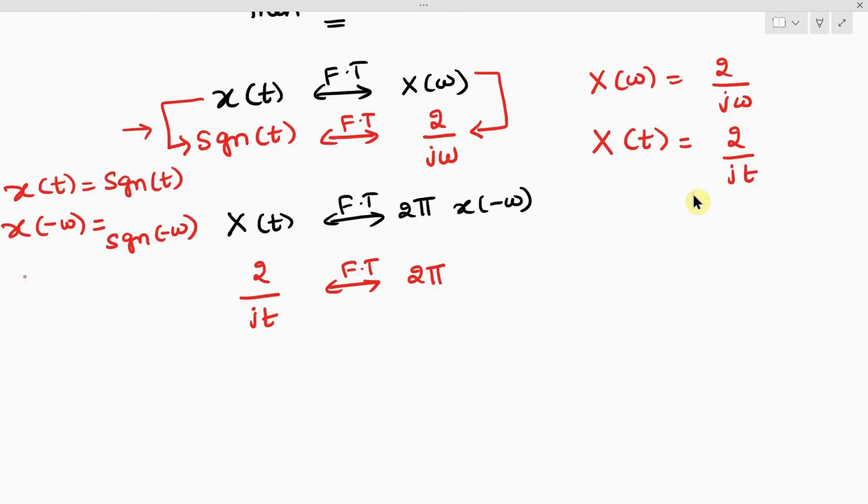So if the signum function is an odd function, then what can I write this as? Minus signum function of omega. Am I right? Yes, sir. So what is now x of minus omega? It is minus signum function of omega. Okay.